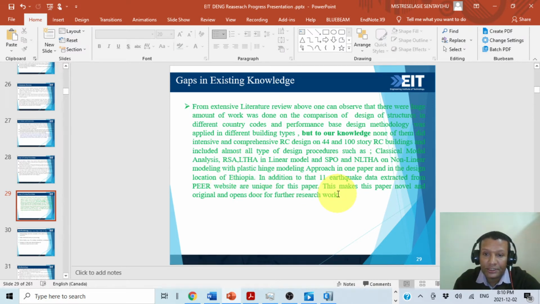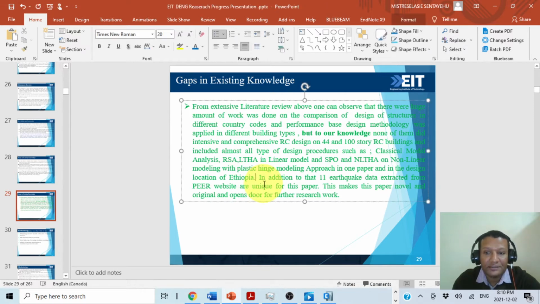modeling approach in one paper, and in the design location of Ethiopia also, because the geographical location also makes your paper novel, because this kind of work has never been done in Ethiopia. And again, in one paper I have never seen all included. I didn't see anyone start the analysis from classical modal analysis.